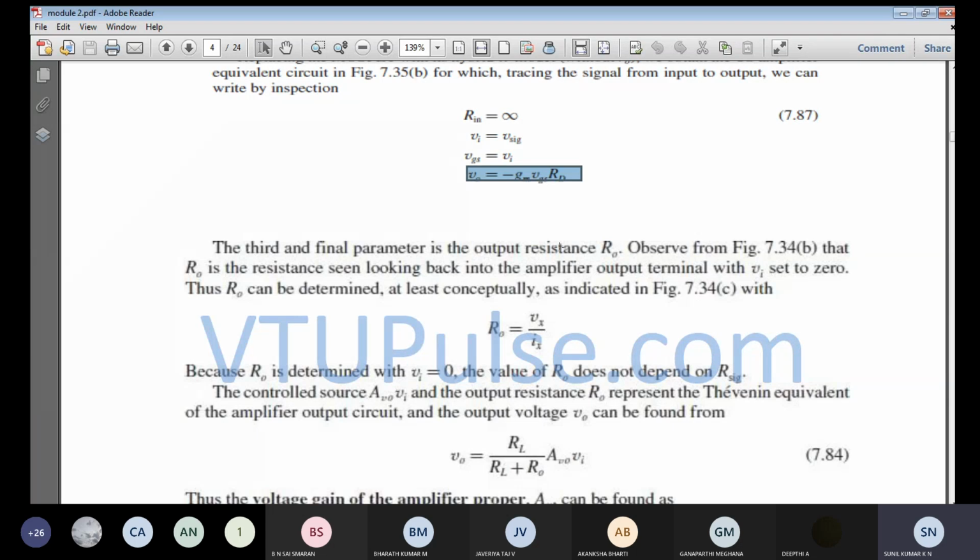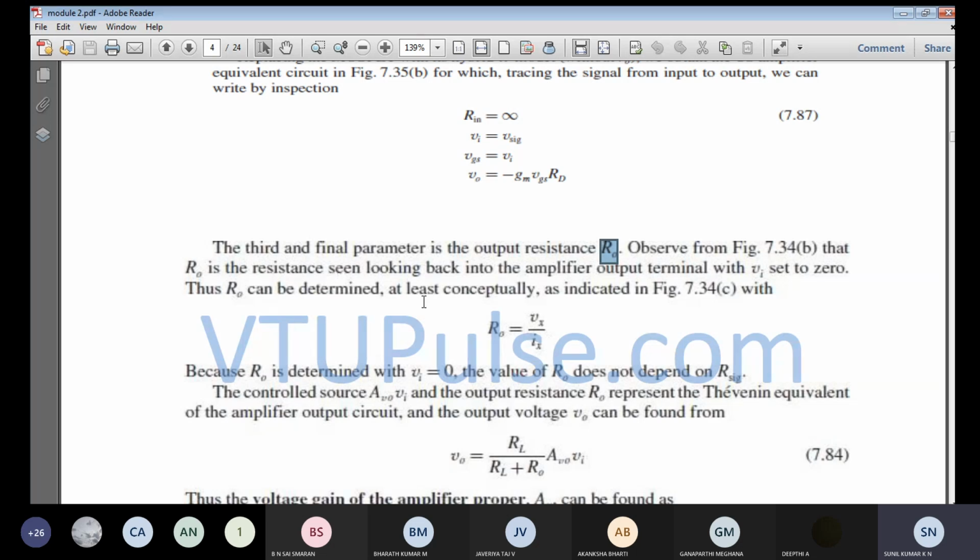So now we need to find out the output resistance of an amplifier. R naught is nothing but equal to RD. I have already told this, and we are going to see how it works. R naught is the resistance when we look back into the output terminal. So what is the resistance associated with the amplifier? That is nothing but the output resistance R naught.